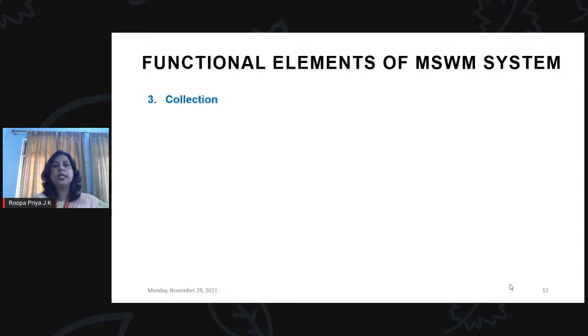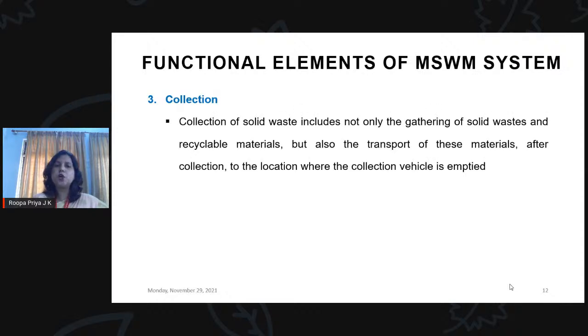The third functional element of the municipal solid waste management system is collection. Collection of solid waste includes not only the gathering of solid waste and the recyclable material, but also the transport of these materials after collection to the location where the collection vehicle is emptied.